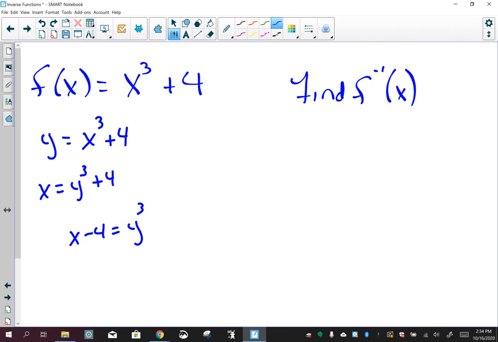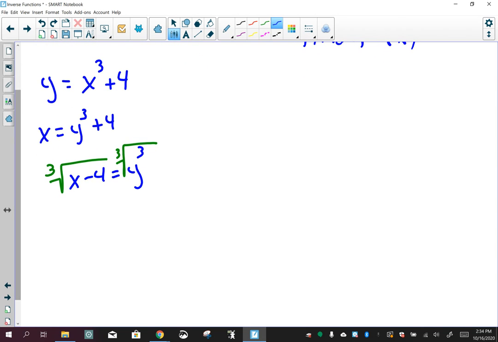In order for me to get rid of the cube, I've got to take the cube root of both sides. So I'm going to cube root here, and I'm going to cube root here, so that way I can get rid of that cubed over here. And then I'm left with y is equal to the cube root of x minus 4. And since I can't do anything else, that would be my inverse.